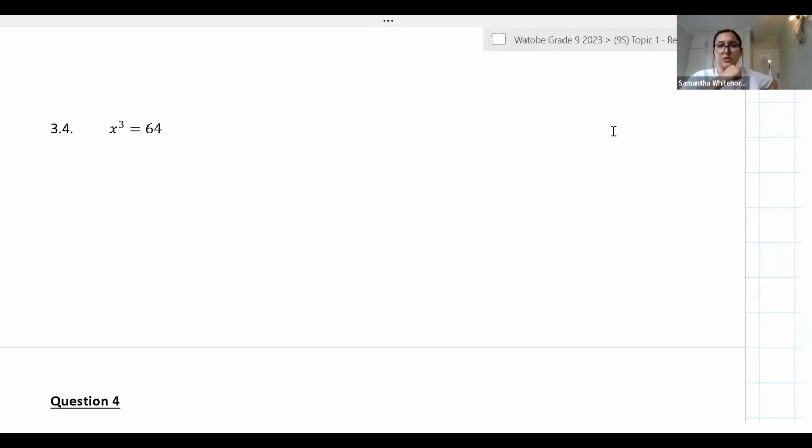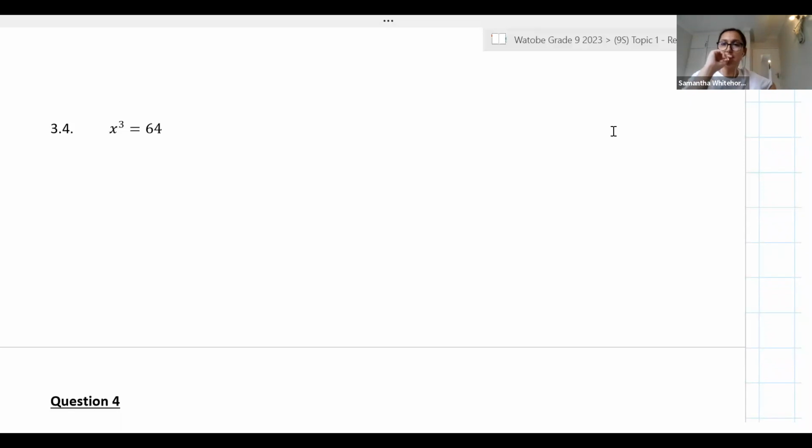Now there is an inverse operation that we can deal with here, which I'll get to in a second. But that is essentially what this equation is asking you to do. What is the one number that when I multiply 3 times, so 2 times 2 times 2, or 7 times 7 times 7, is going to give me 64?